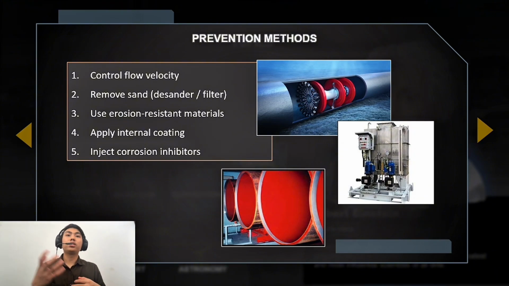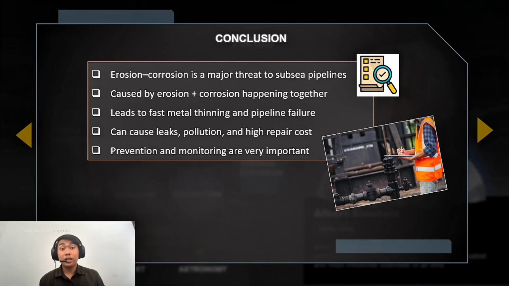So let's conclude this presentation. Finally, erosion corrosion is a serious threat to subsea pipelines because erosion and corrosion happen together. This causes fast metal thinning and can lead to leaks, pollution, and high repair costs. So proper prevention and continuous monitoring are very important.